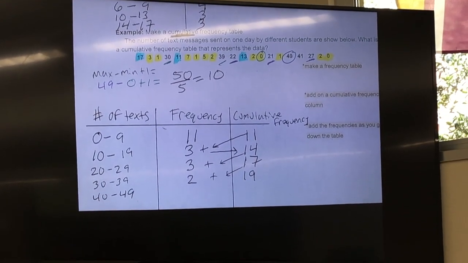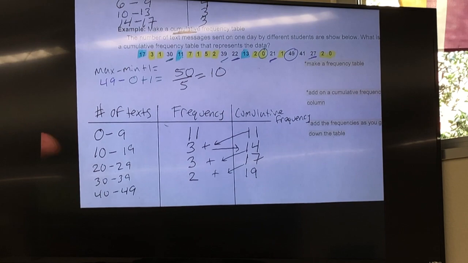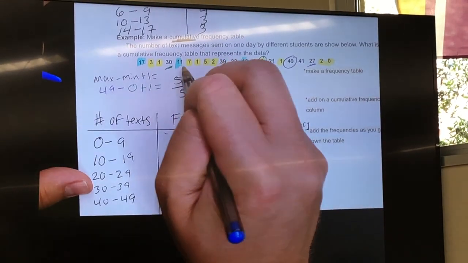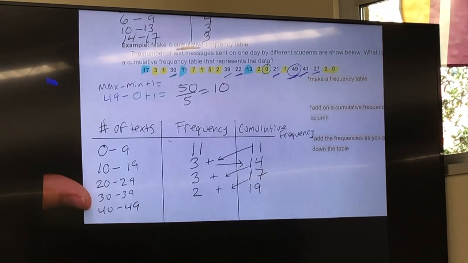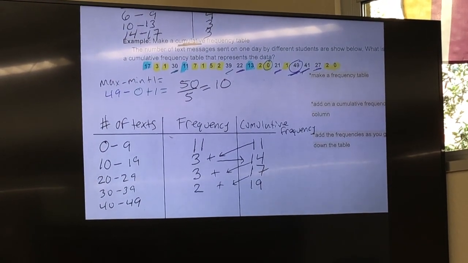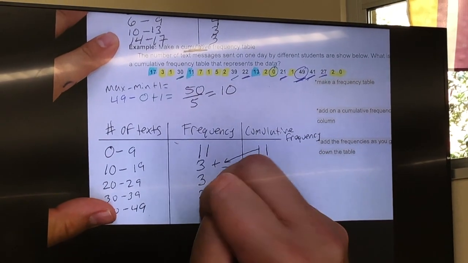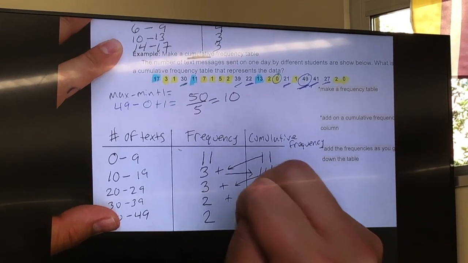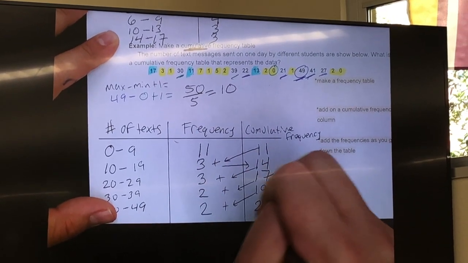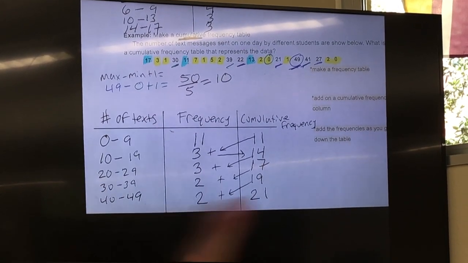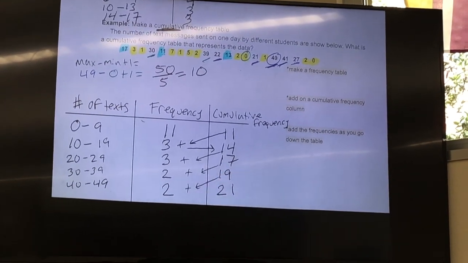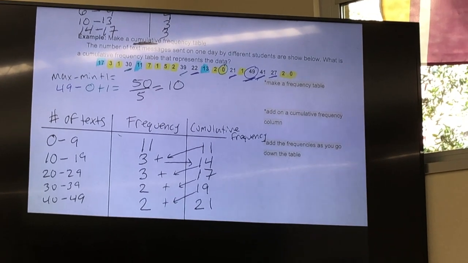And the last one, 40 through 49. I saw those two. So then 19 plus our two more means 21 would be our total. So Miss May, how can I check to make sure that that was correct? What should I do? Well, then you must have 21 numbers in the original data.